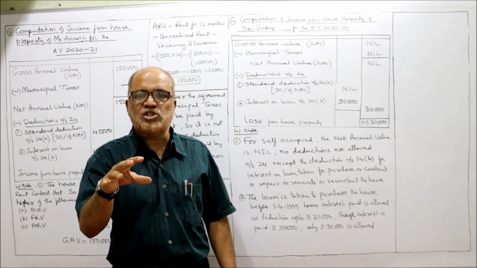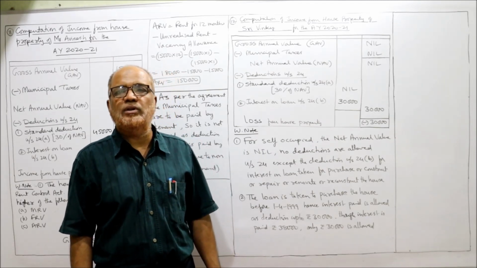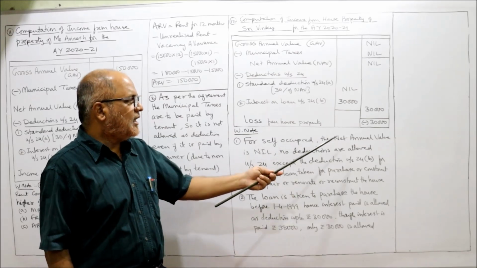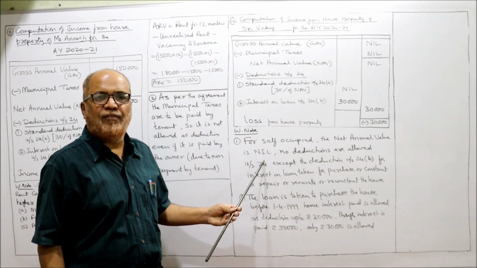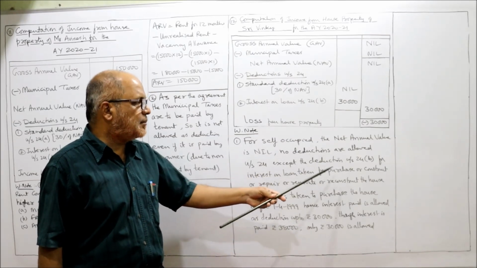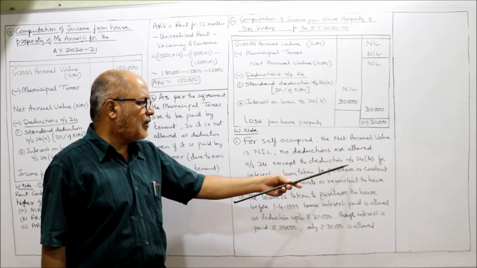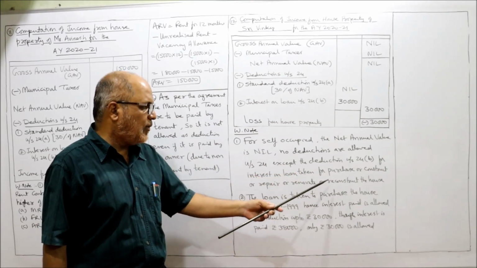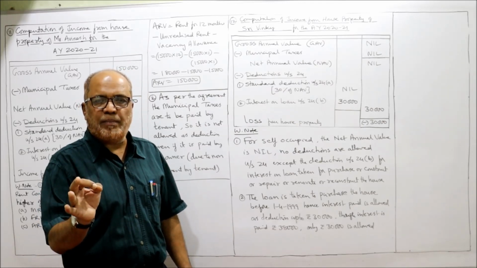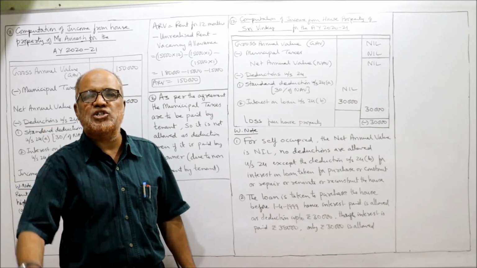All this theory explanation I have given in the first video regarding the provisions of how to compute the income from house property. For a self-occupied house, the net annual value is nil. For a self-occupied house, no deductions are allowed under section 24 except the deduction under section 24B for interest on loan taken for purchase or construct or repair or renovate or reconstruct the house. So only if the loan is taken for this purpose and interest is paid, then it will be allowed. No other deductions are allowed.